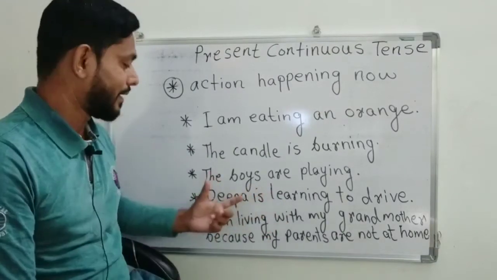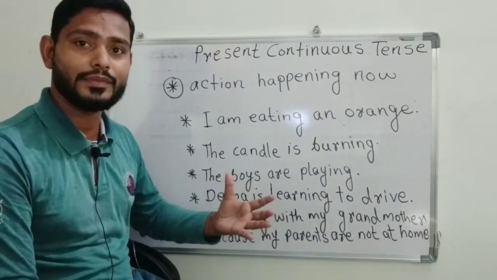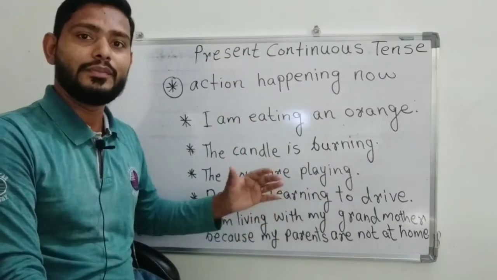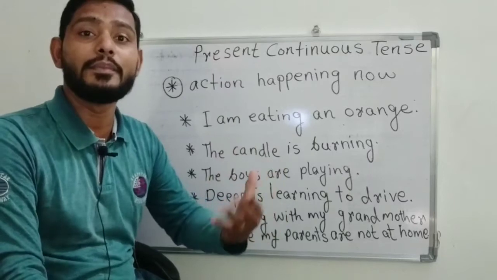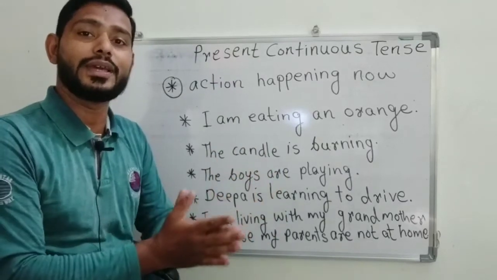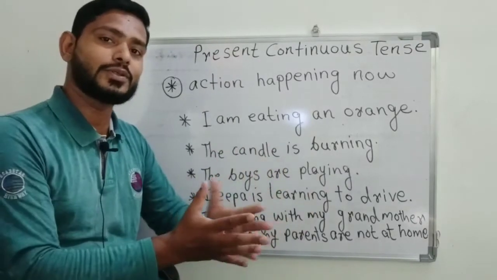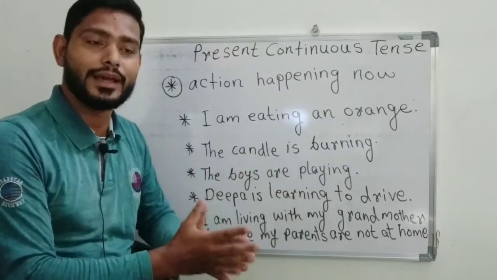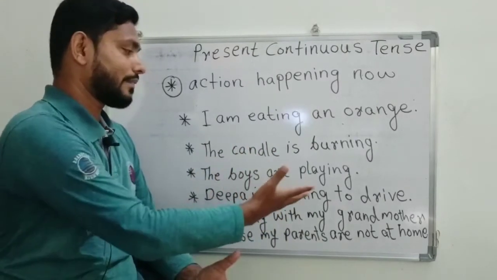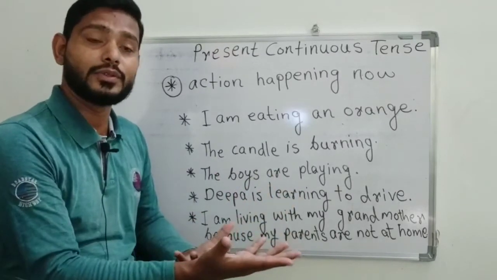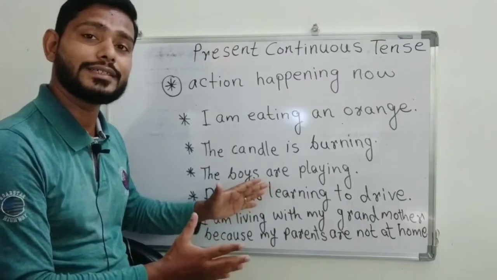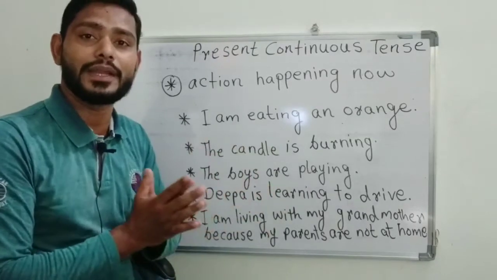It is not permanent. She is learning to drive, but it does not mean that she is doing the action now, but she is doing a habitual action. A habitual action can also be said in present continuous tense, and it is not permanent. Habitual action is not permanent. Once she is able to drive, then she will stop learning. Okay, but here the action is not exactly happening now.